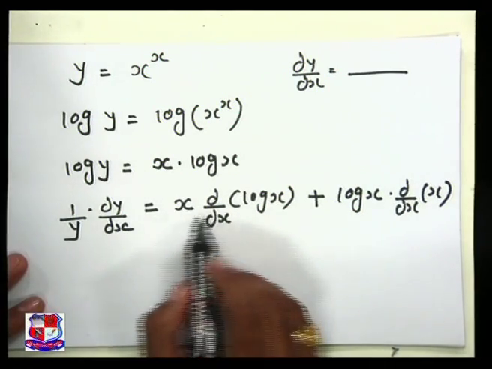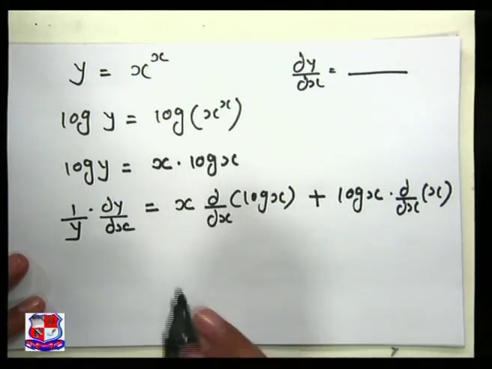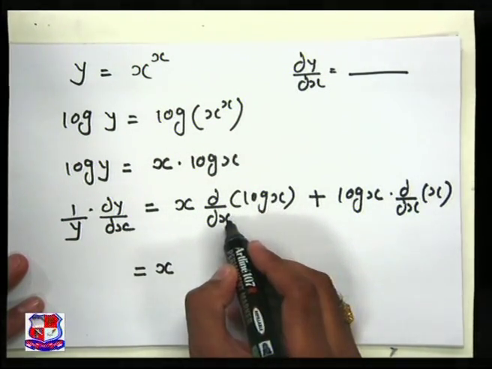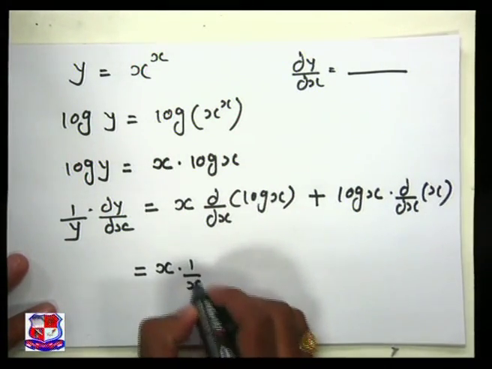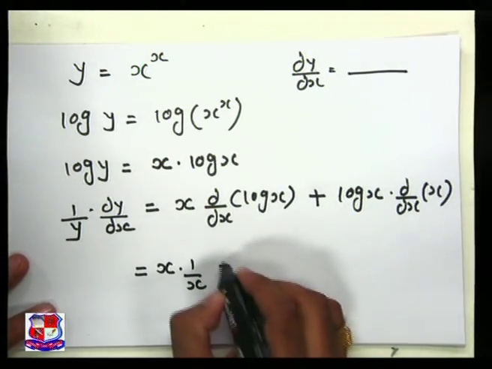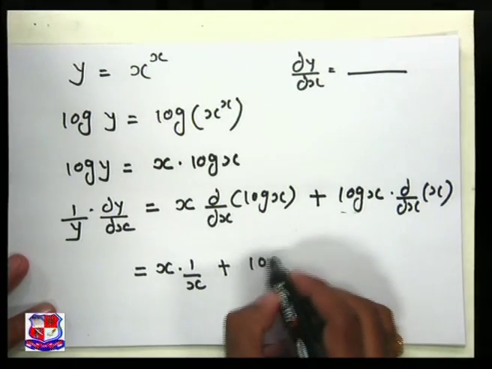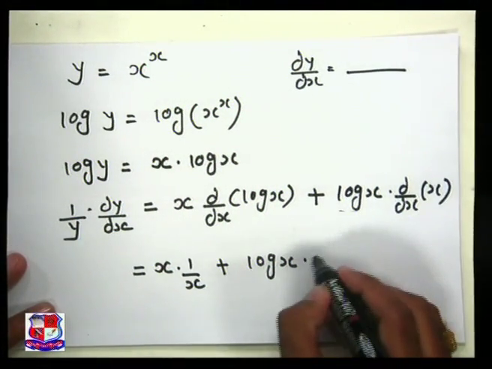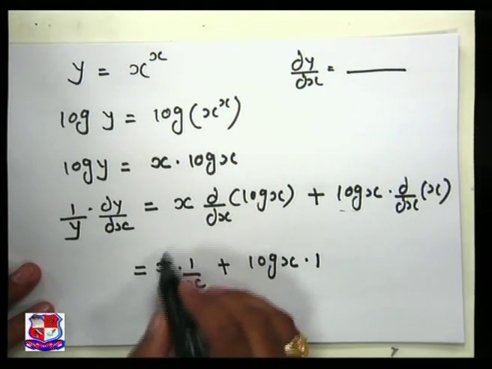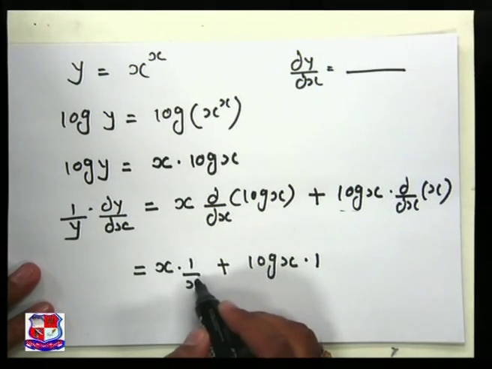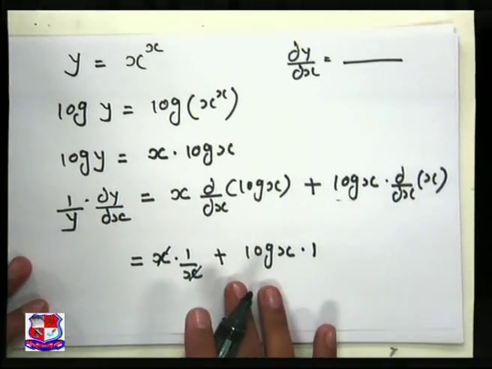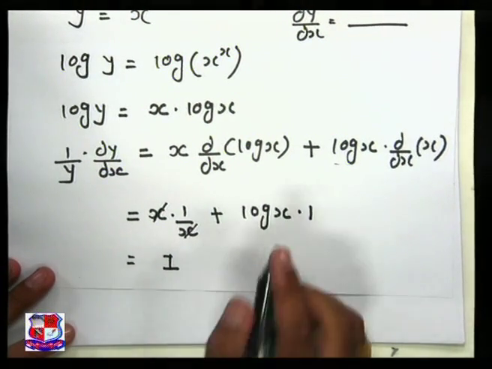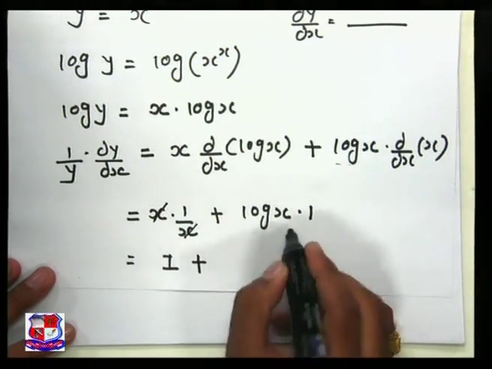Now in the next step, simplify the right hand side. It equals x times the differentiation of log x with respect to x, which is only 1 upon x, plus log x as it is, and the differentiation of x with respect to x, that is 1, multiplied with 1. Now simplify further: x multiplied with 1 upon x, both cancel out, and the first term's remaining value is only 1, so we can write 1 plus log x.